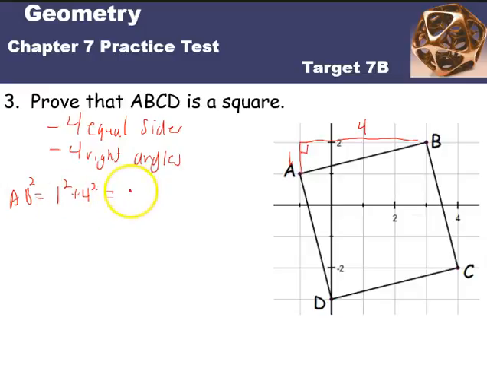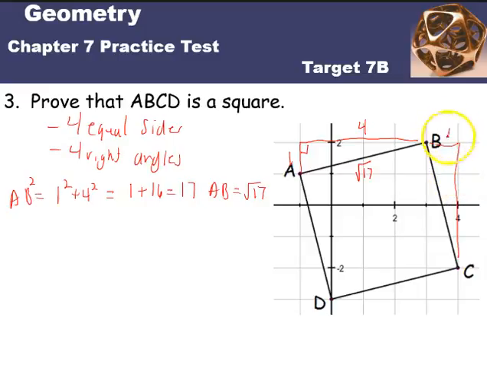If I square these, I get 1 plus 16, which is 17. But because I want just AB, I get AB squared is 17, so AB is equal to root 17. So I know that the length of AB is root 17, so I'm going to mark that in here. That's root 17.